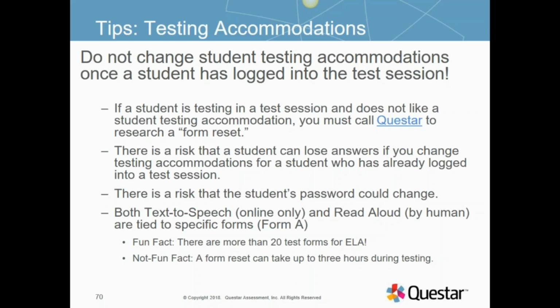There are 14 forms for math. You can see down there we have a little bullet for fun fact, more than 20 forms for ELA. So that student's been served one of the 21 other forms. And what if that student had entered 5 answers before it was realized that student needed text-to-speech? Hopefully this never happens, but when it does, you need to call Questar. Questar works with NICED, and then a form reset is resetting that student's account, setting the text-to-speech accommodation so that Form A is served to the student as it should be.